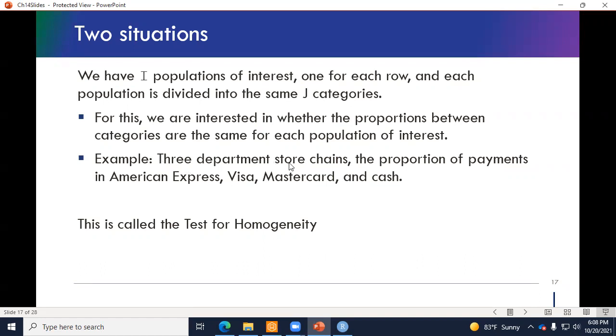An example would be three department store chains, which are our populations of interest. On the columns is the proportion of payments in American Express, Visa, MasterCard, or cash. When we test whether the proportions between the categories are the same for each population on the rows, we call it the test for homogeneity. So this is one type of test.